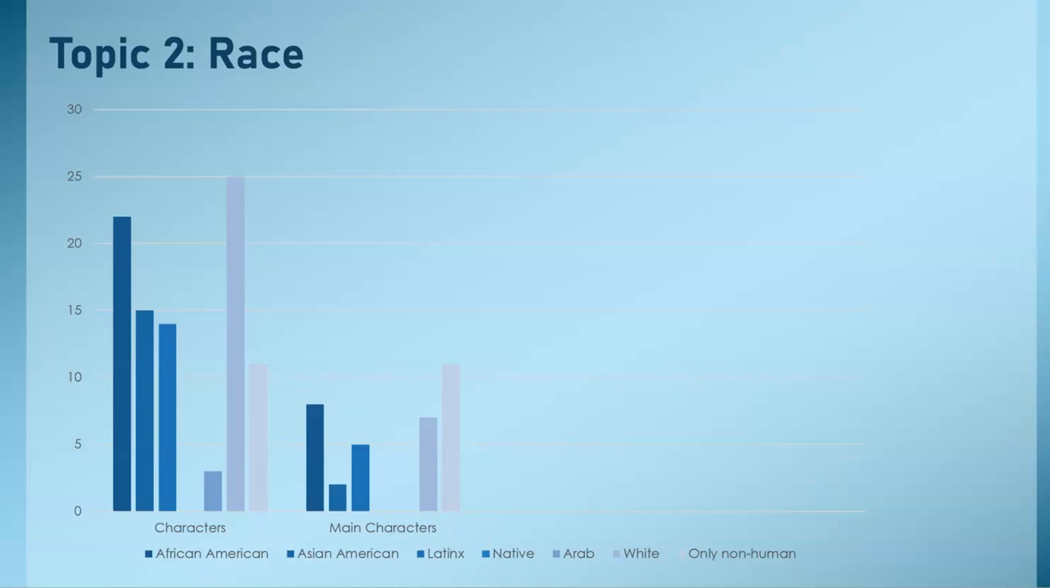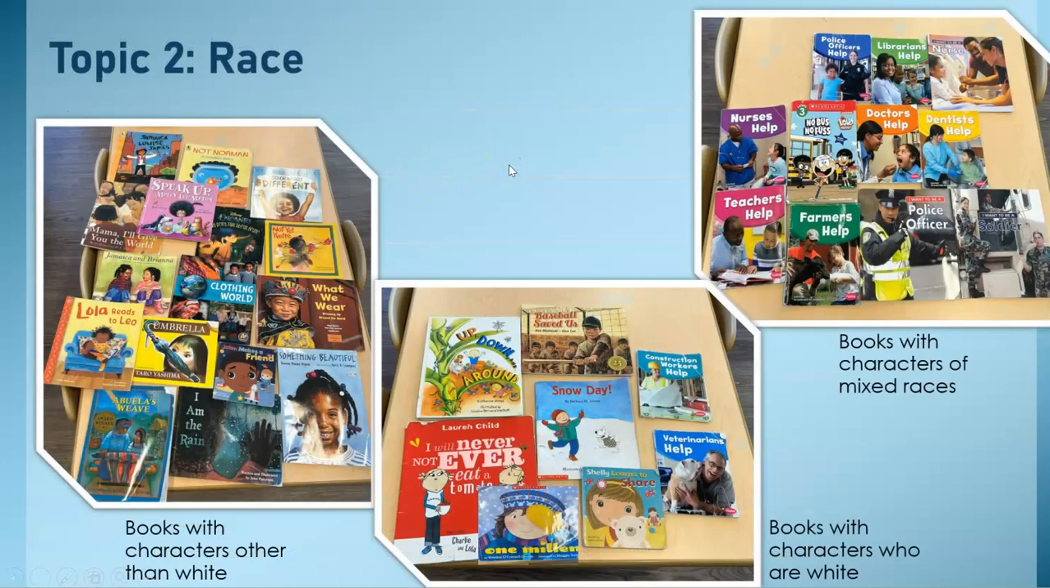Most of the book's main characters were only non-human, then African American. The lowest race representation of main characters was Asian Americans. By looking at the graphs, I noticed most of my classroom library has different races in one book, and a few have main characters. On this slide, I arranged pictures of the books I took based on the race characteristics.